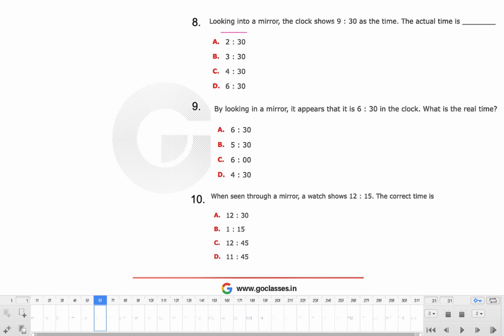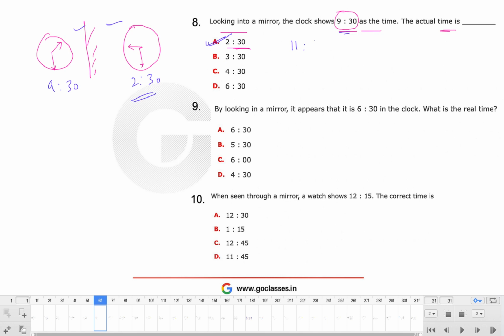Question number 8. Looking into the mirror, the clock shows 9:30 as the time. The actual time is? In the mirror image, the clock shows 9:30. It means it will be here, like this. What is the actual time? So what will be the mirror image of this? This would be here only, and this would be like this. So the answer could be 2:30. This is 9:30, and this will be 2:30. A is the answer.